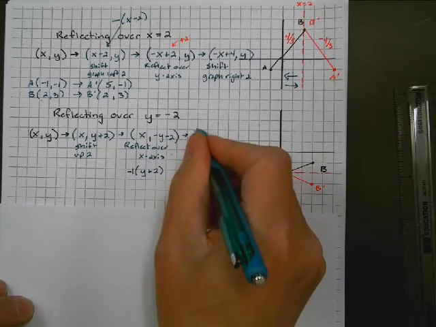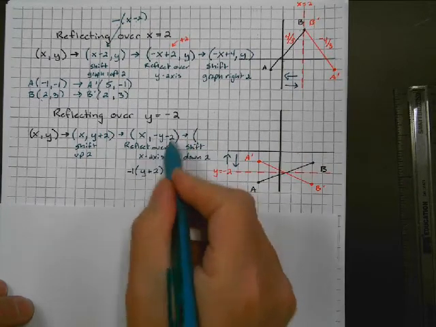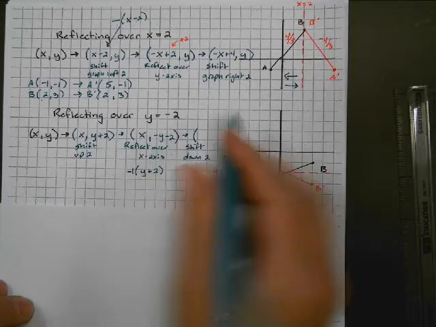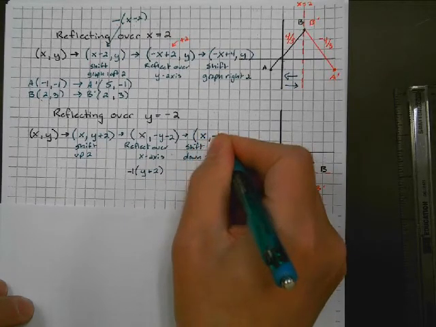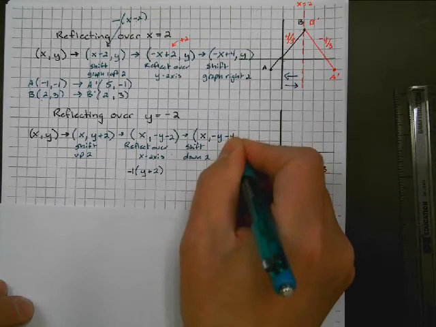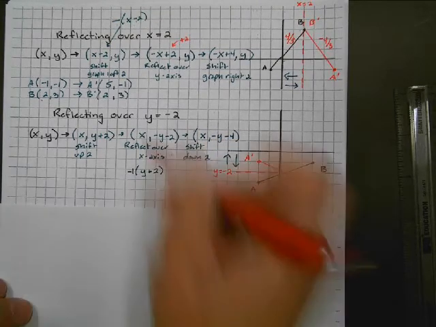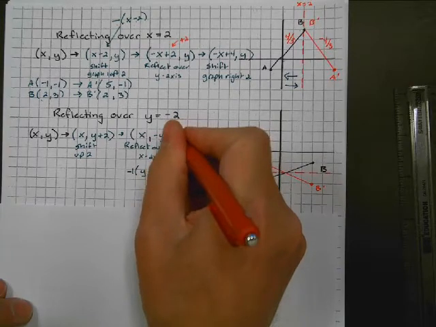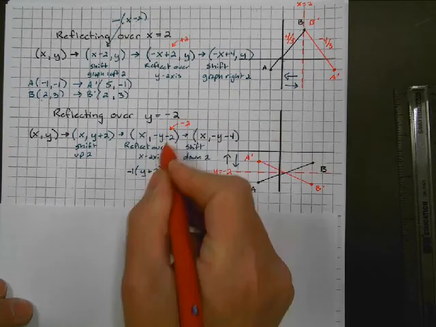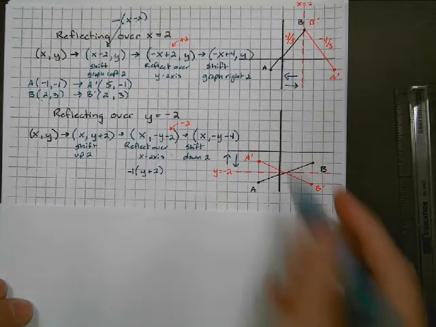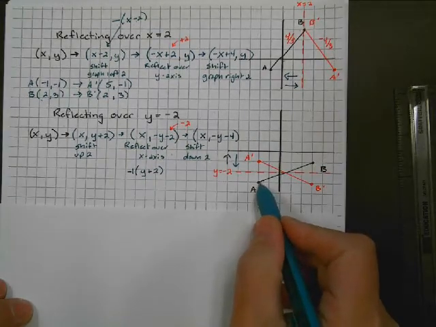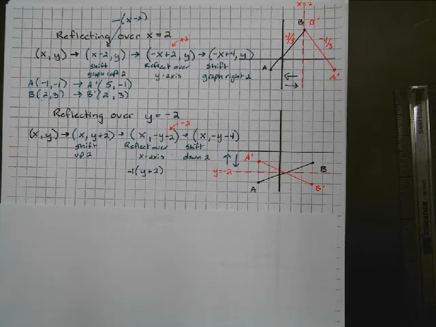And when we shift it down 2, going down subtracts 2 from the y. So this would be (x, negative y minus 4). Because when I go down 2, I'm subtracting 2 more from this side. So negative 2 minus 2, there's my negative 4. And go ahead and try it. If you plug in your A and your A prime, you end up with that.